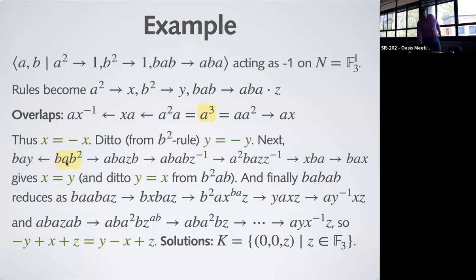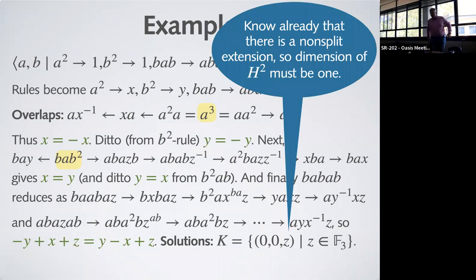The other overlap I can have is BAB overlapping with B square, that is this overlap. I can have B square AB as another overlap of B square with AB, and I can overlap BAB with itself as BAB. This gives me a condition involving Z, but the condition becomes empty because I know already that X and Y both have to be 0. So my solution space is a one-dimensional space. I can choose Z as I want. X and Y have to be 0.